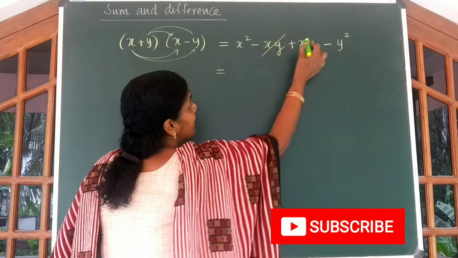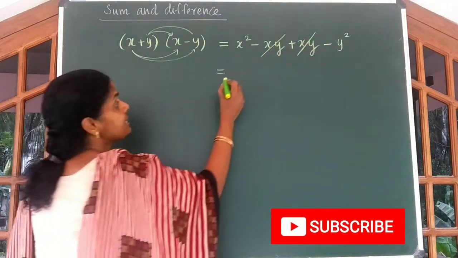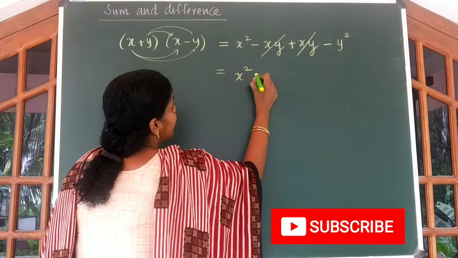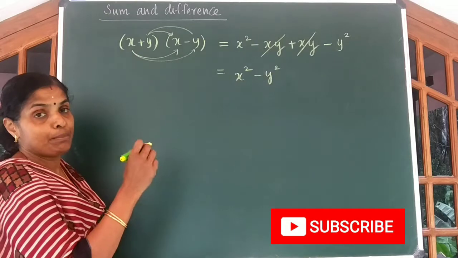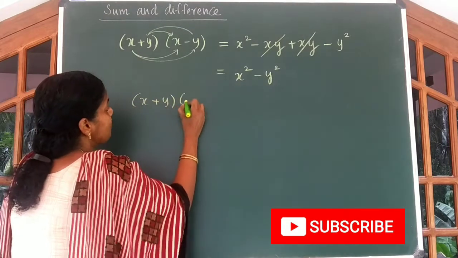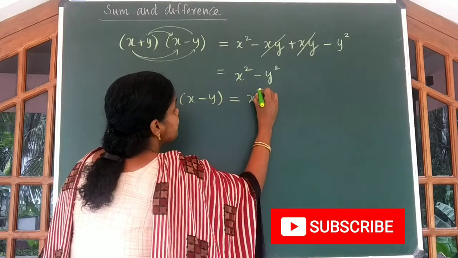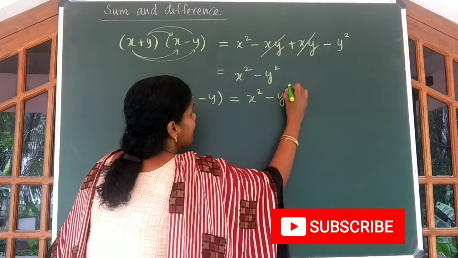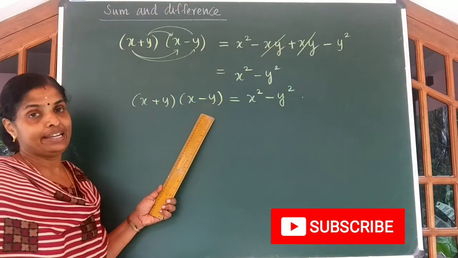In the next step, what happens? Minus xy gets cancelled with plus xy. So what do you get? You get only x square minus y square. So you have to remember this as an identity. (x plus y) into (x minus y) is always equal to x square minus y square. This is our fourth identity.